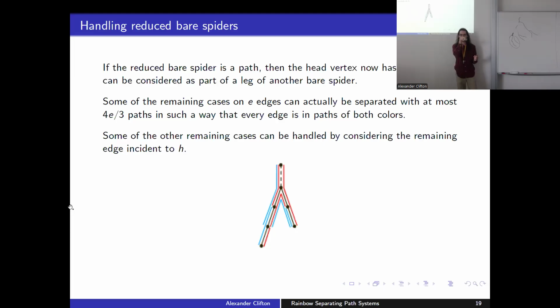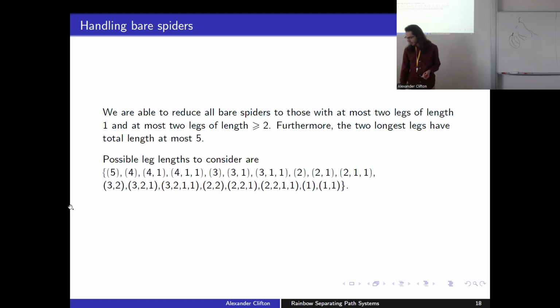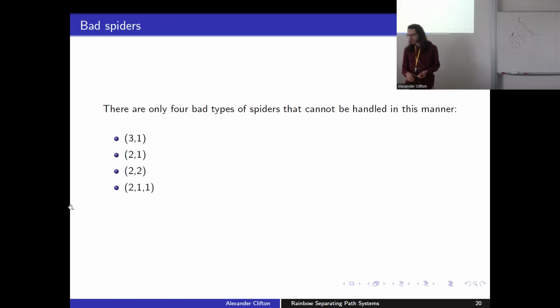And that 3, 2, 1 graph can actually be done using at most 4/3 the number of edges. So some of the things that you couldn't deal with immediately, you can deal with now that you have the hat. So here there's maybe like 17 cases, and there's actually only 4 cases that are bad, which we call bad spiders. There's 3, 1, 2, 1, 2, 2, and 2, 1, 1.